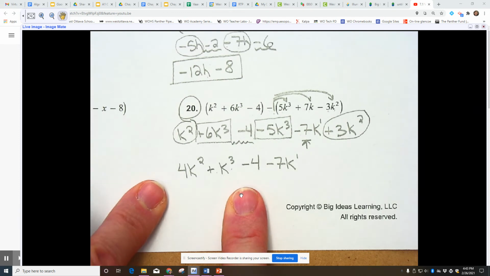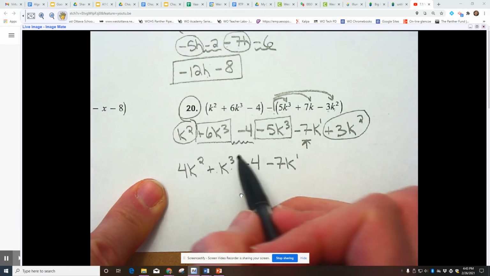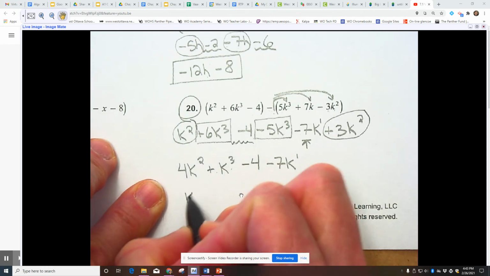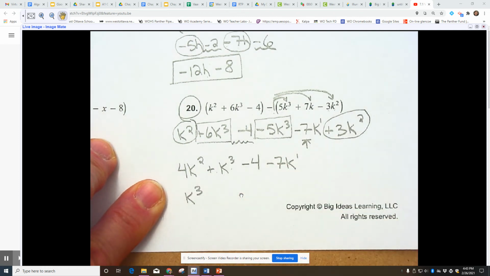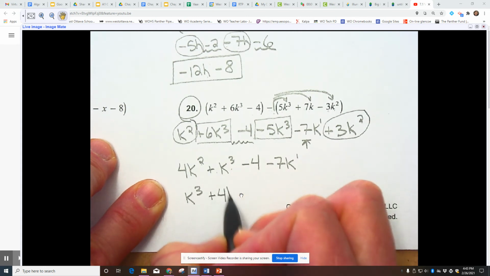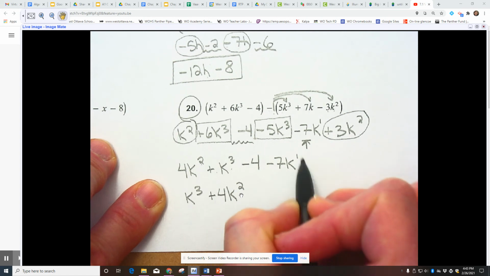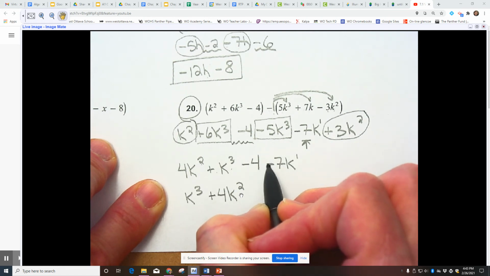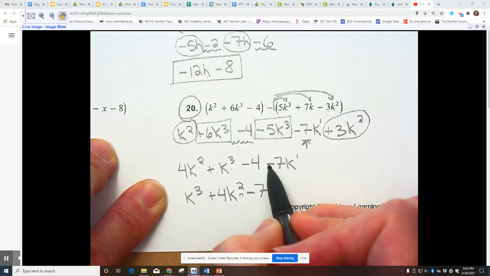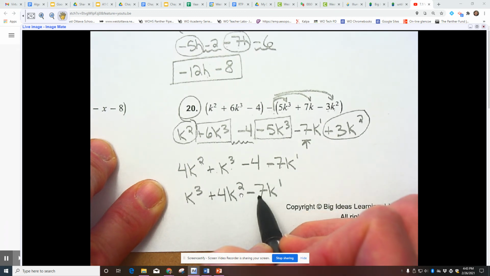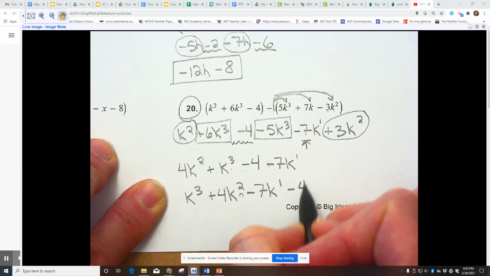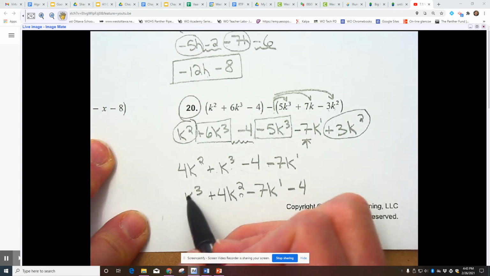Now don't stop. This is not in standard form because this term has the biggest exponent, so the k to the third has to come first. K to the second comes next, so plus 4k to the second. K to the first comes next. This is minus 7k to the first. That negative belongs to that 7. Bring it with it. And then the constant hangs off the end, has no variable, minus 4.